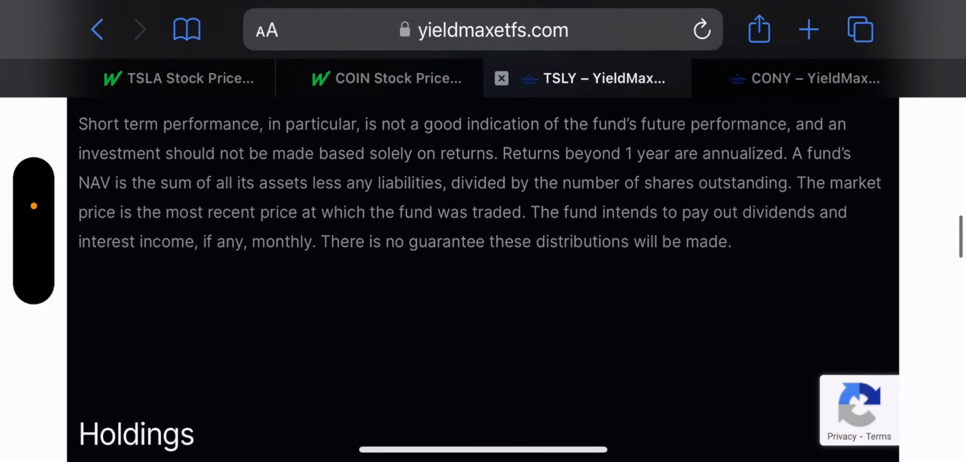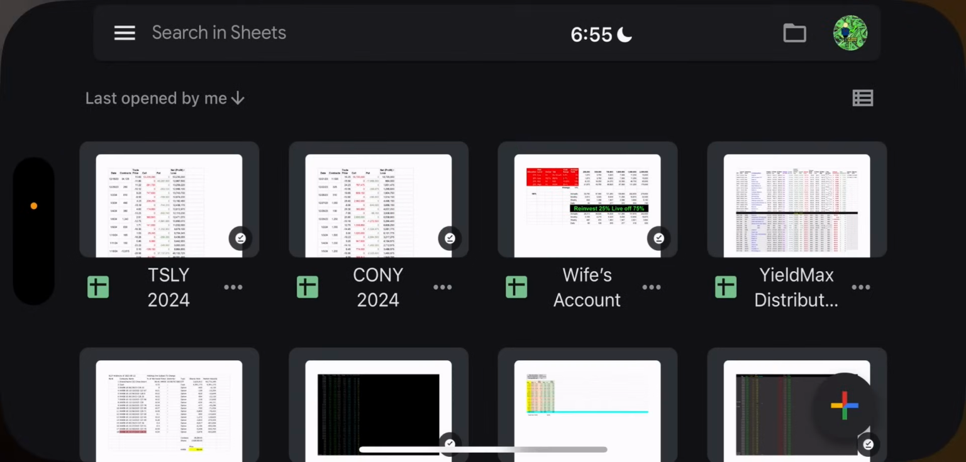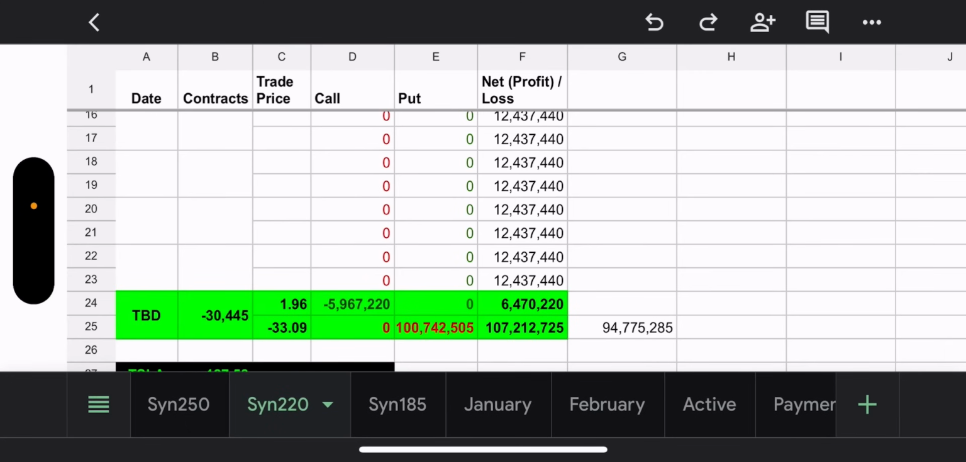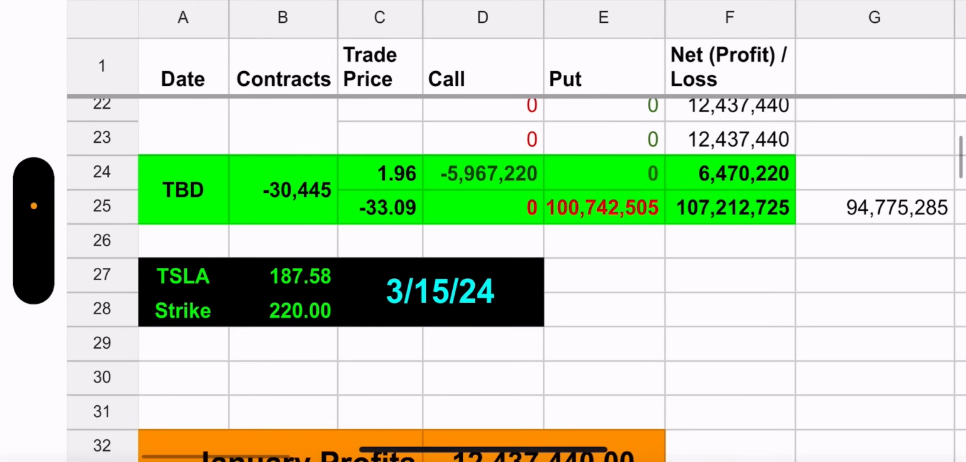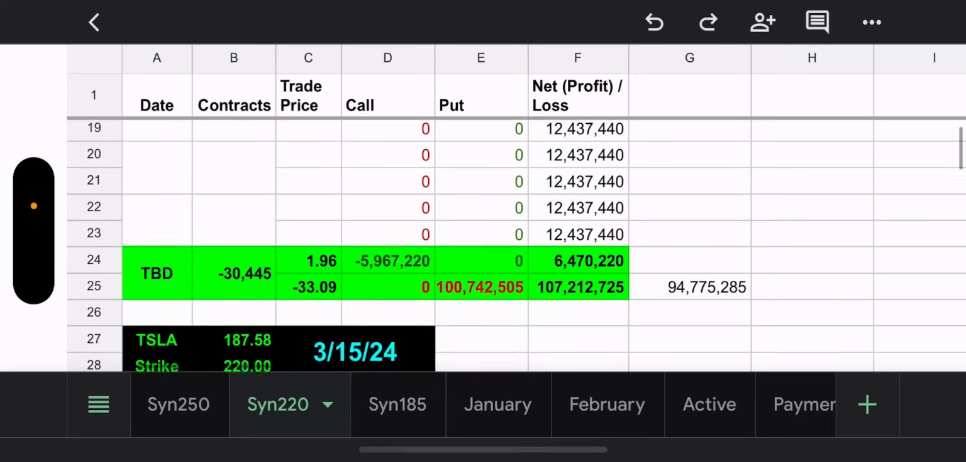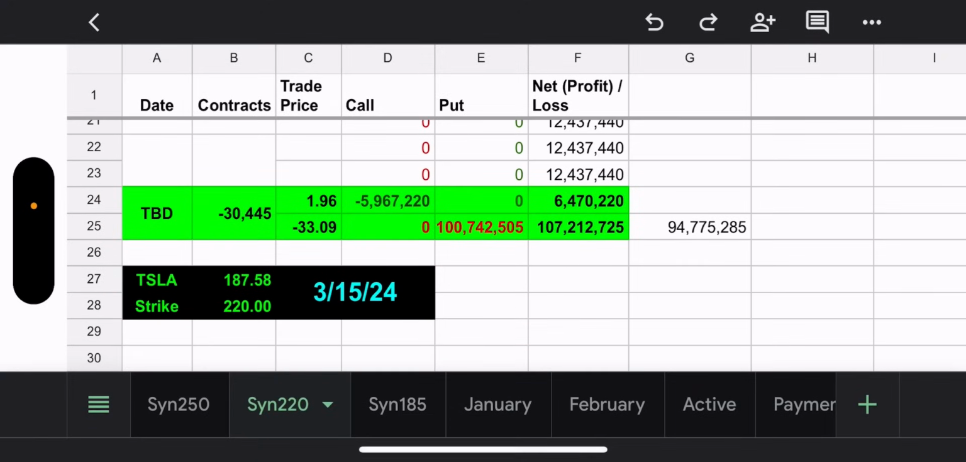So now let's get into TSLY. TSLY had no trades, so there is no intraday trades to talk about. So let's talk about the 220 synthetic. Right now, this expires March 15th, which we have plenty of time. It's going to cost us $94.7 million, but that's because Tesla is priced at 187 and our strike is 220. So the goal is we want Tesla to be above 220 by 3/15. Hopefully more, so we can get some actual profit out of these damn synthetics, because lately we're just losing money on synthetics. So, that's the hope by March 15th.